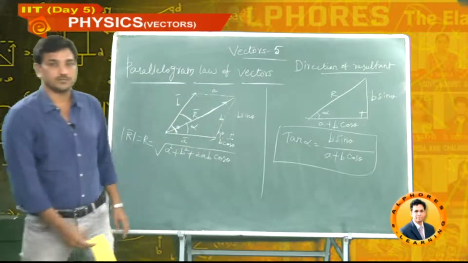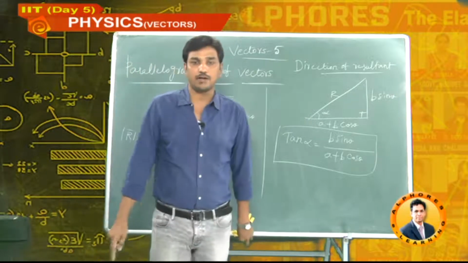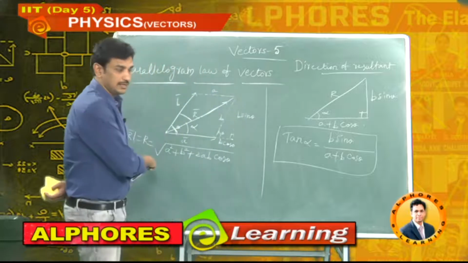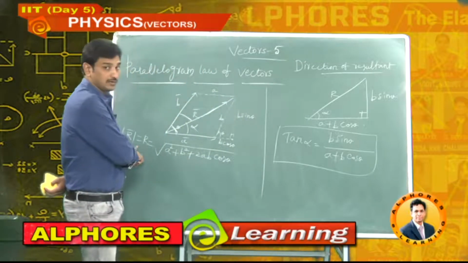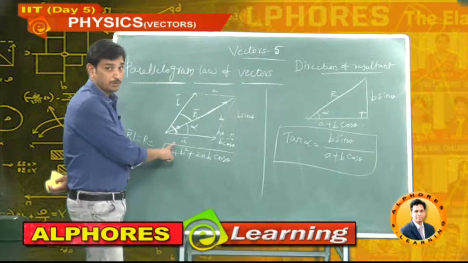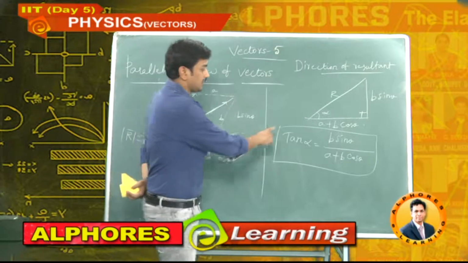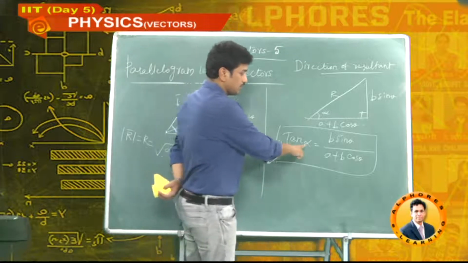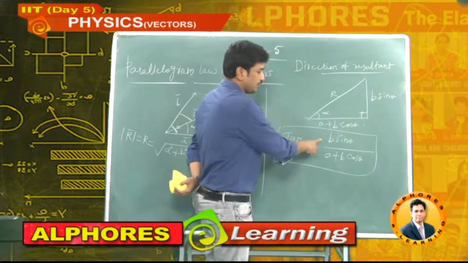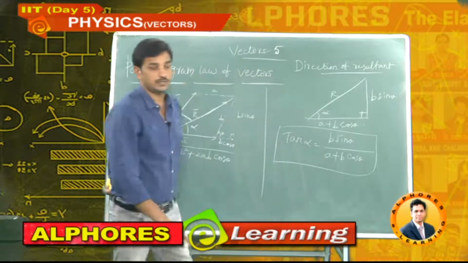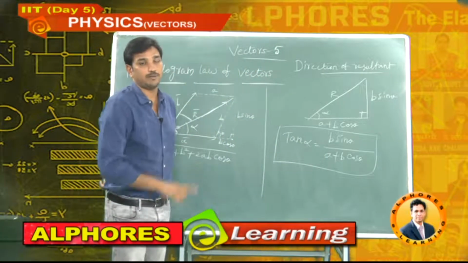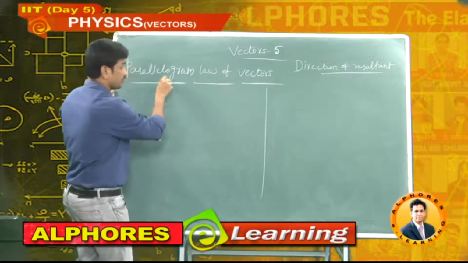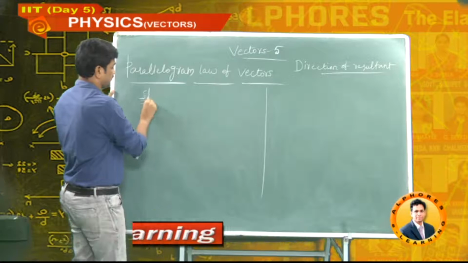See, in this entire parallelogram law of vectors, two formulas are important for us. What are those? Magnitude of the resultant of two vectors is R, the square root of A square plus B square plus 2AB cos theta, and the direction of the resultant with the x axis or A bar vector is alpha. Tan alpha is equal to B sin theta by A plus B cos theta. You should remember these two formulas to solve the numericals, and some cases depending on this parallelogram law of vectors.